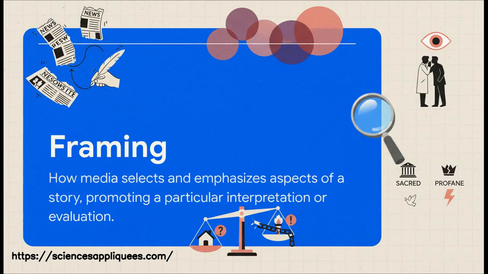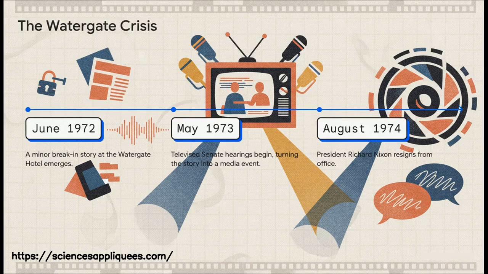Framing isn't just what the media reports, it's how they report it. By choosing certain words, certain images, certain people to interview, the media can frame a story as just a simple crime or as a massive national crisis. They can define who the good guys and bad guys are. It's incredibly powerful. The Watergate story didn't just explode overnight.